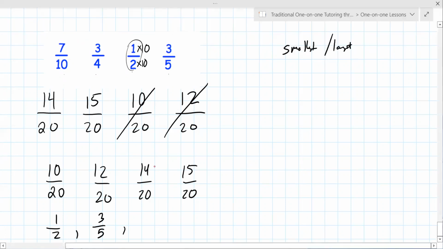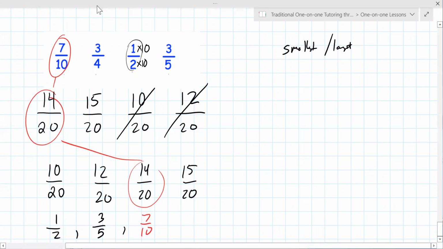Yeah, it's almost like there's a path backwards. You're like, oh yeah, it came from that, that's the 7 over 10. And then the 15 over 20, you're like, oh yeah, it's that one. And then that was really the 3/4.